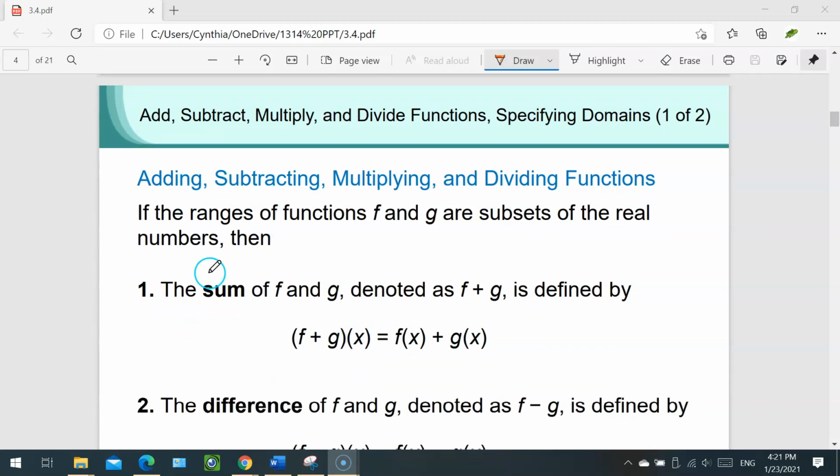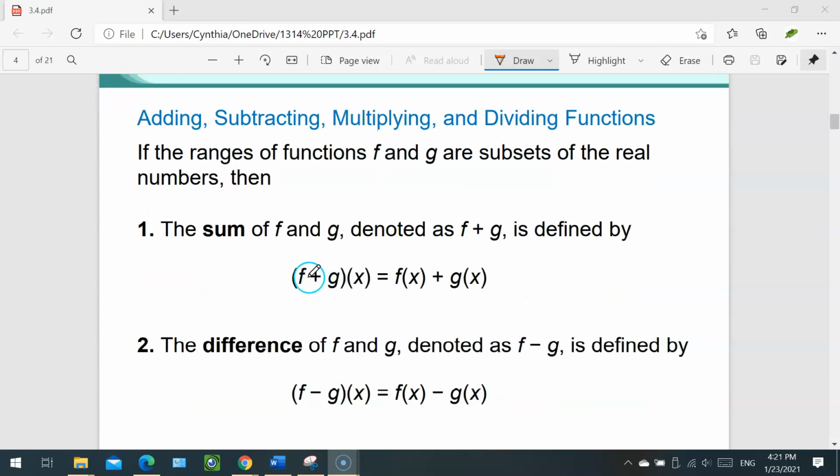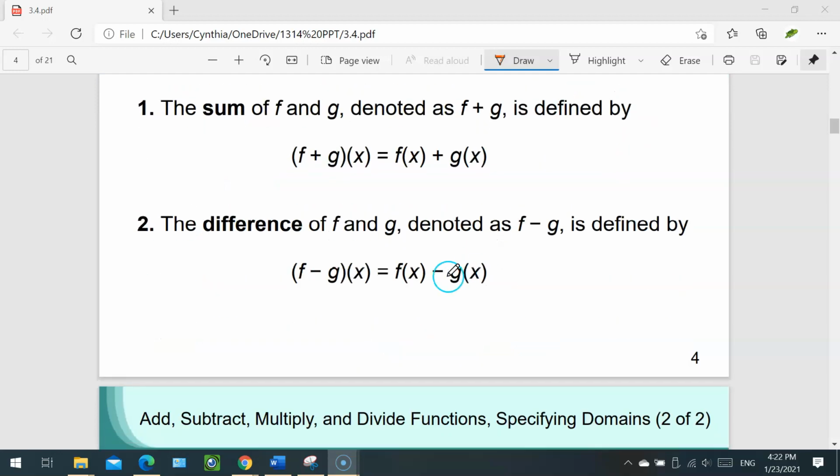So when two functions add, we will have f of x plus g of x. You will see the notation f plus g is defined by f plus g with the input variable x. This has the same meaning as f of x plus g of x. The same applies to differences, which means when you subtract two functions, you will have the minus sign in between the two functions.